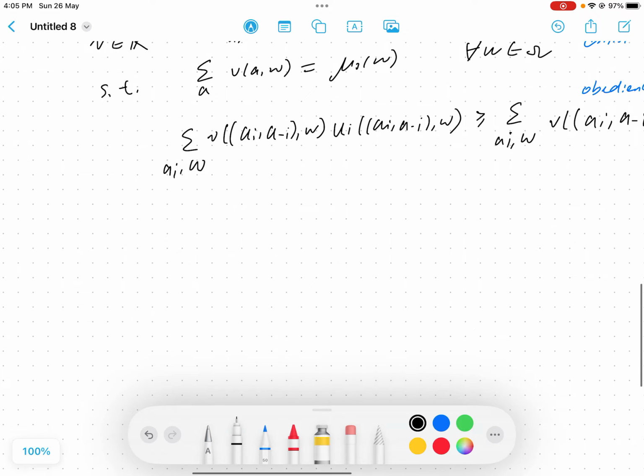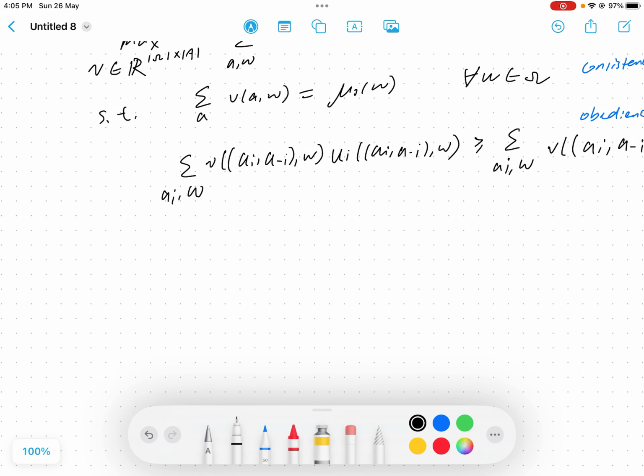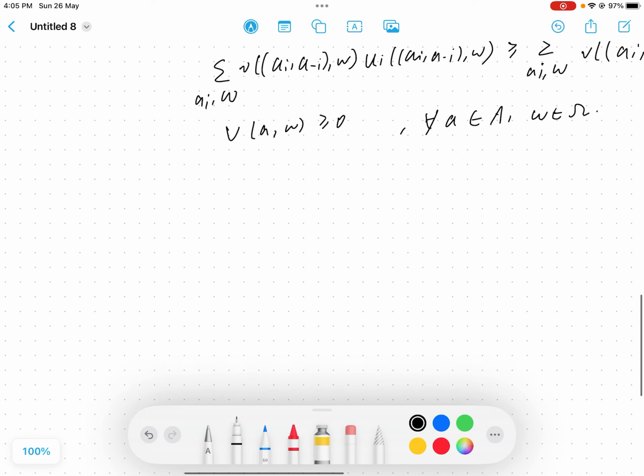Good. And also we need to have the outcome be a non-negative number, right? Then this is true for all the a's and omegas. Okay, so that's how we are solving this problem in the form of linear programming. And that's pretty straightforward.